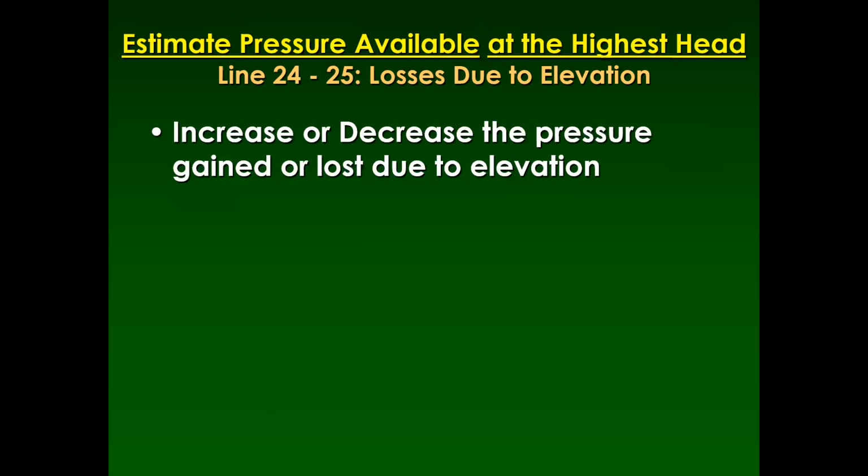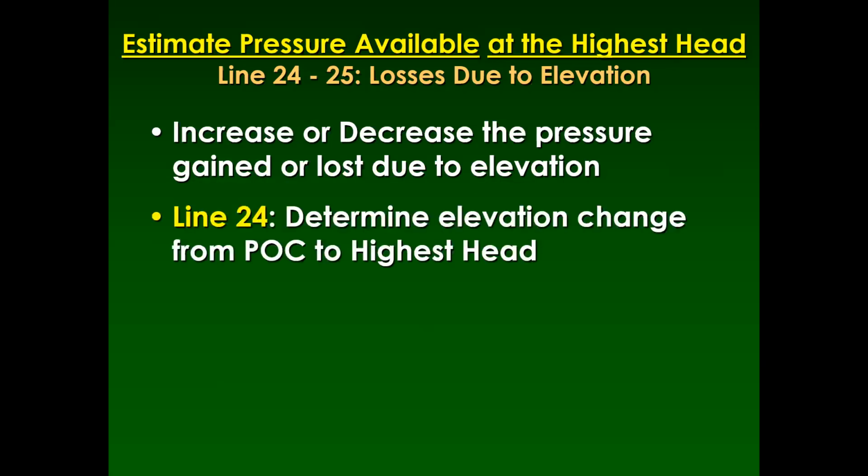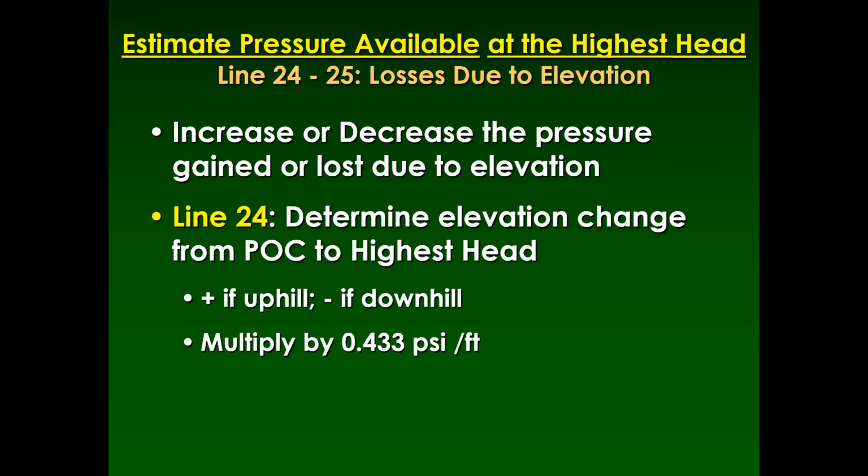So now we have to look at elevation change. Our elevation change is going to either increase or decrease that pressure. So we have to determine that elevation change from our point of connection to that worst case scenario head, which happens to be the highest one. We're going to do a plus if uphill, minus if downhill, just like we did with line number 3. So we're going to take that 0.433 PSI, because that's how much pressure we can either gain or lose per foot.